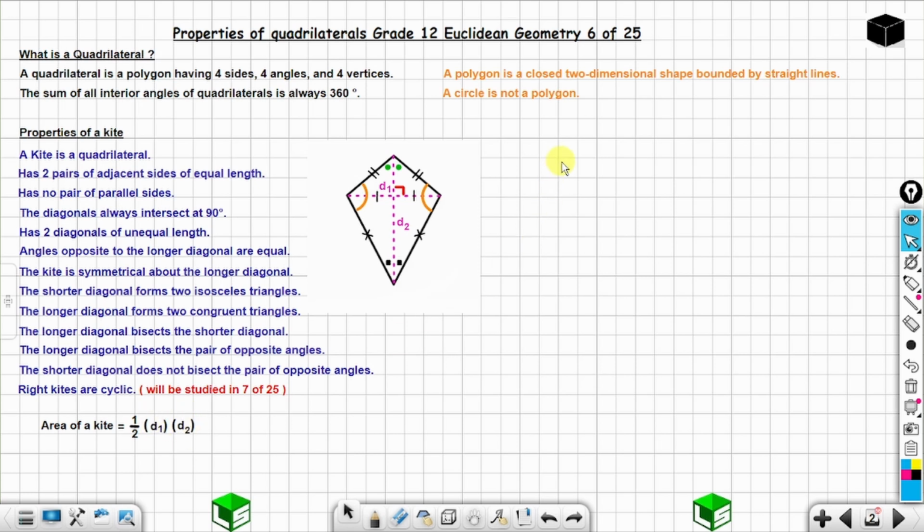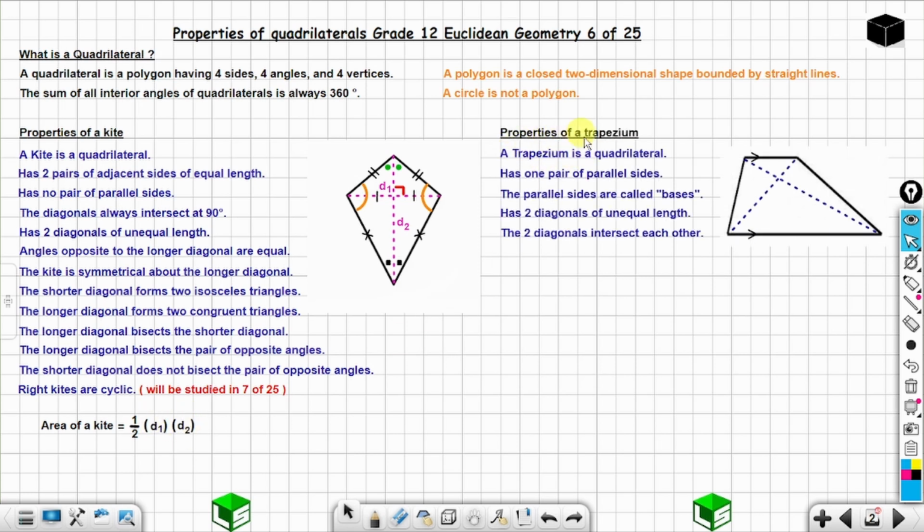Let's move on to properties of a trapezium. A trapezium is also a quadrilateral. It's got 4 sides, 4 angles, and 4 corners. It's got 1 pair of parallel sides. Let me show you. This side is parallel to this side. This is 1 pair, 1 pair of parallel sides.